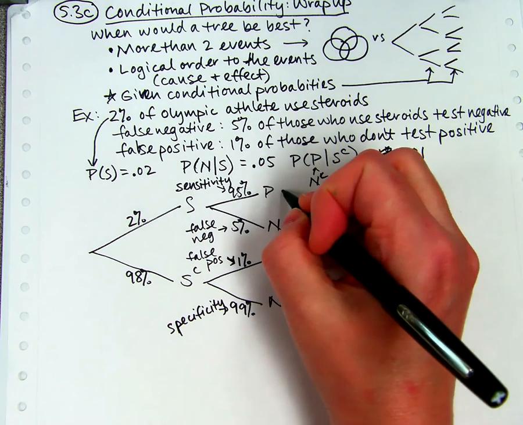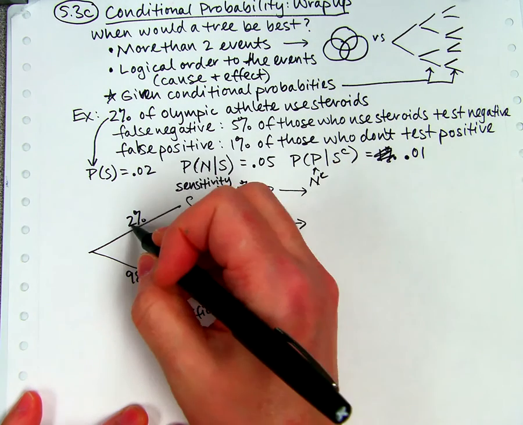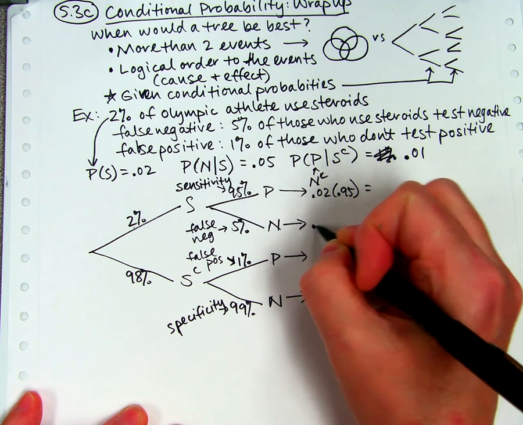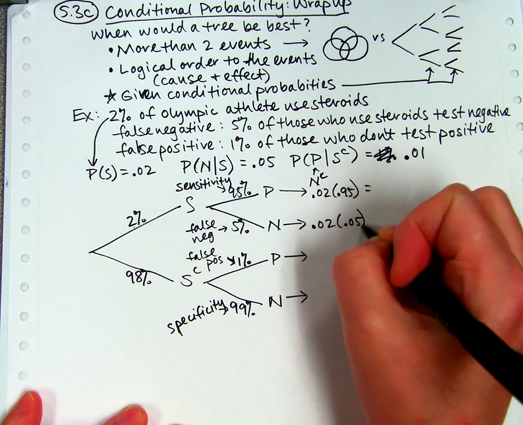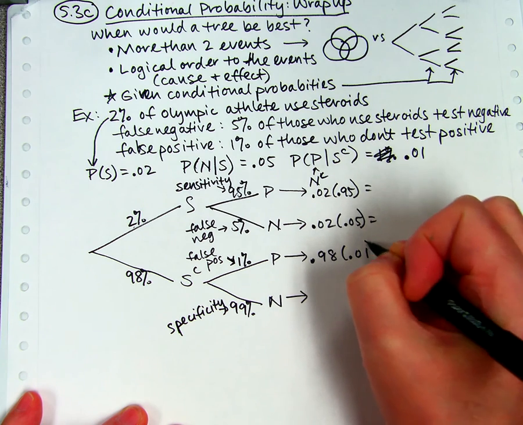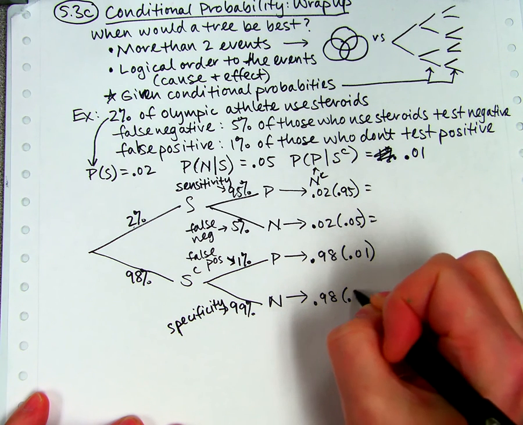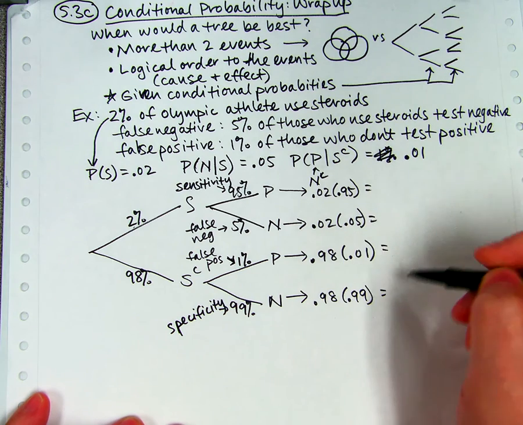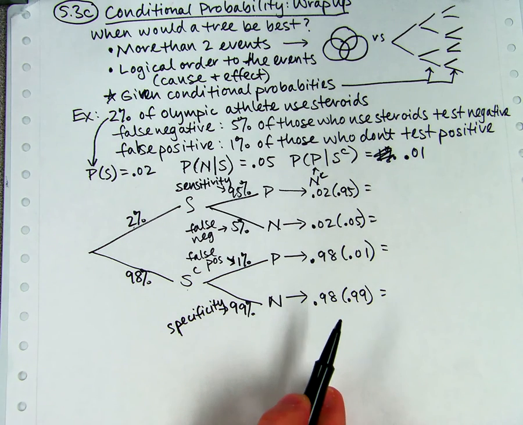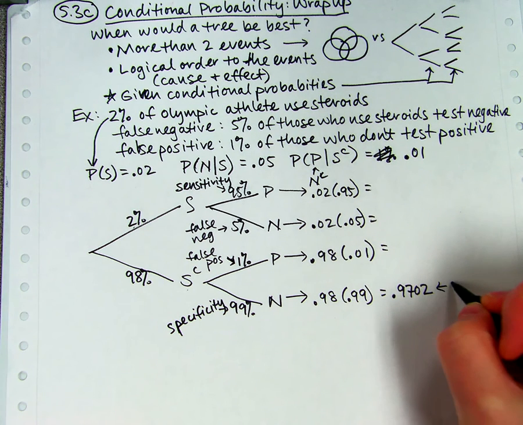So let's find the probabilities of all four branches like we were doing in 5.3b. This is 0.02 times 0.95. This is 0.02 times 0.05. I'm going to write them all out and then pick up my calculator. This is 0.98 times 0.01, and this is 0.98 times 0.99. You'll notice most of the population is in this group. Most of them don't take steroids and they test negative, and that's kind of comforting to know. If you multiply those together, that's 97% and a little bit more of all athletes. Most likely thing that would happen.